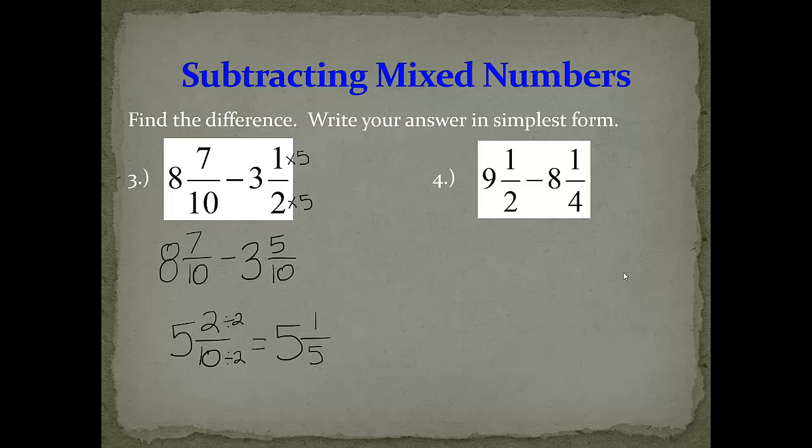And now for number 4, we have 9 1/2 minus 8 1/4. First, we need to look at our denominators. We have a 2 and a 4. Since they're different, we need to find the least common denominator, or the least common multiple, of 2 and 4. That number would be 4. So we need to multiply our first fraction by 2.